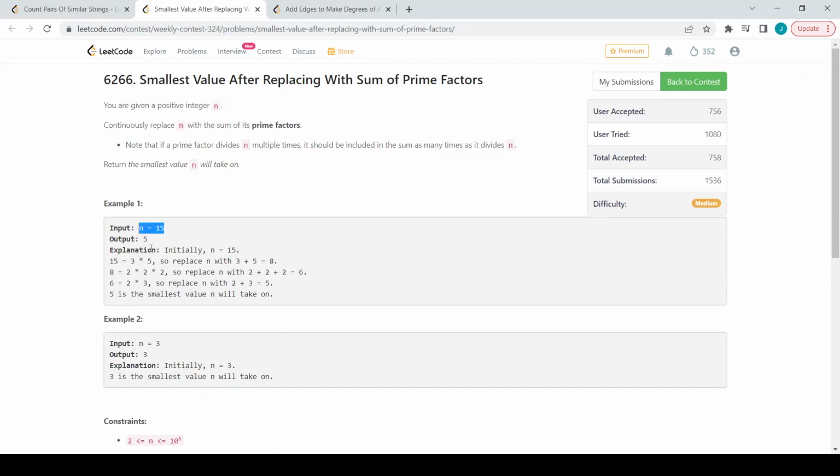So if n is equal to 15, the prime factors for 15 are 5 and 3. So we replace n with the sum of those prime factors, which is nothing but 8. Now for 8, the prime factors are 2, 2, 2, and we replace n with the sum of those prime factors, which is 2 plus 2 plus 2, which is 6. And now my n is 6, and the prime factors for 6 are 2 and 3. So we replace n with the sum of the prime factors, which is 2 plus 3, which is 5. The prime factor for 5 is 5 itself, and there are no other prime factors for 5. So that is the smallest value that I can get when I decompose those prime factors.